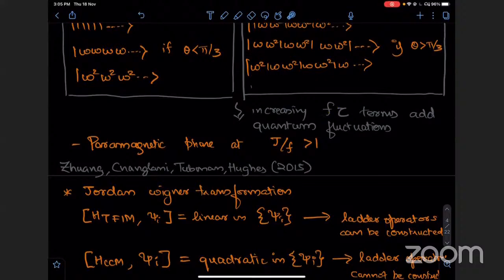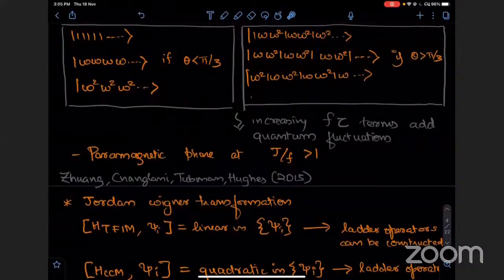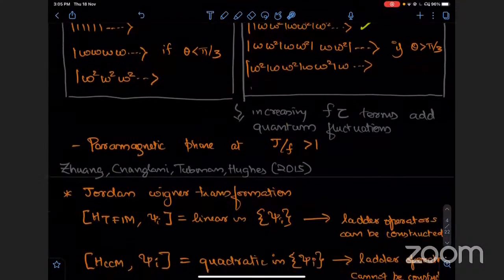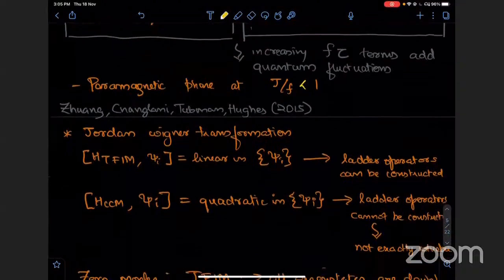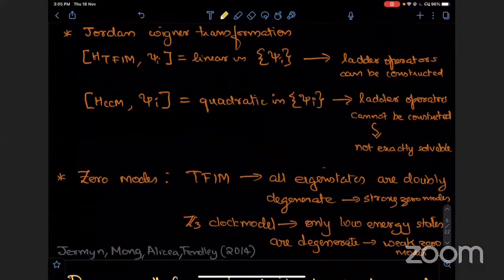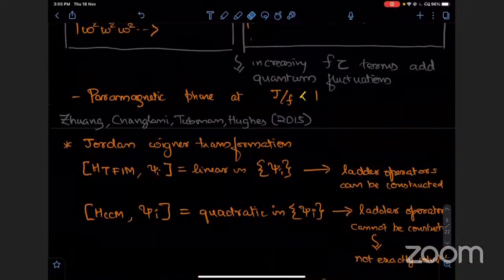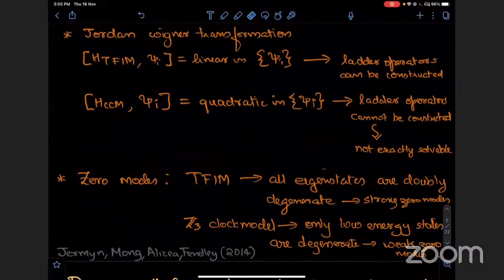F, the quantum fluctuations between these phases increase, and at a small value of J over F, there is a transition to a paramagnetic phase. The precise phase diagram has been studied in this work.